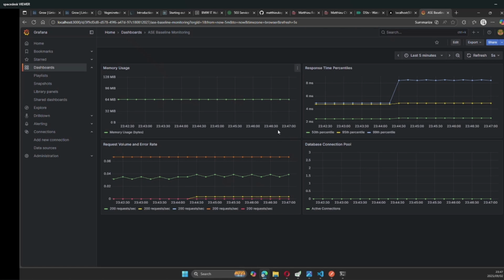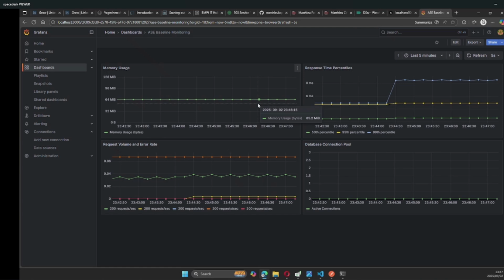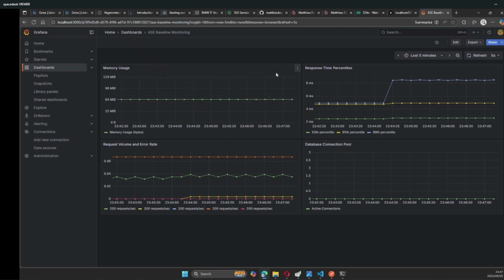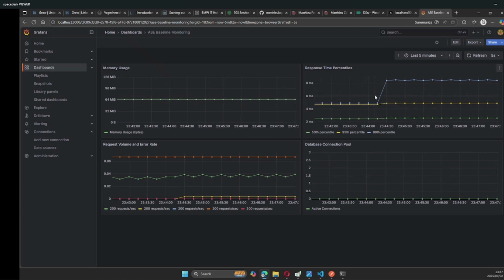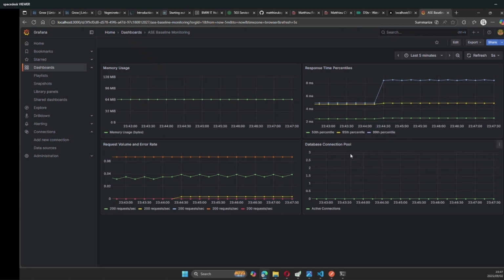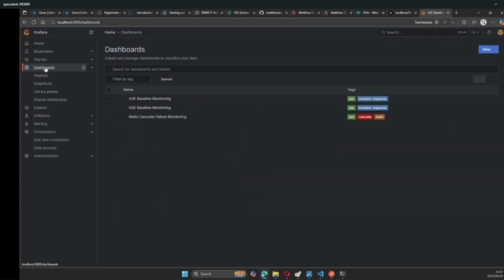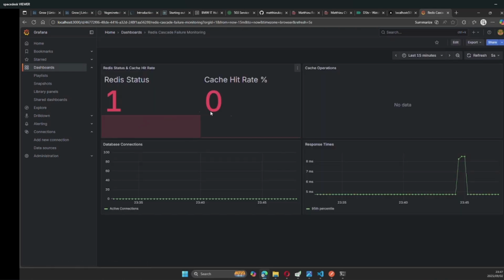Alright, so over here we've got our Grafana. Remember from our monitoring stack, our Grafana is connected to Prometheus, which is pulling the metrics from our application layer. So here we've got normal operation with memory usage of around 64 megabytes, response times of sub-milliseconds, around 8 milliseconds, and the database connection is stable, and our cache hit rate, which is in the other set of dashboards, will build up as we use the system.